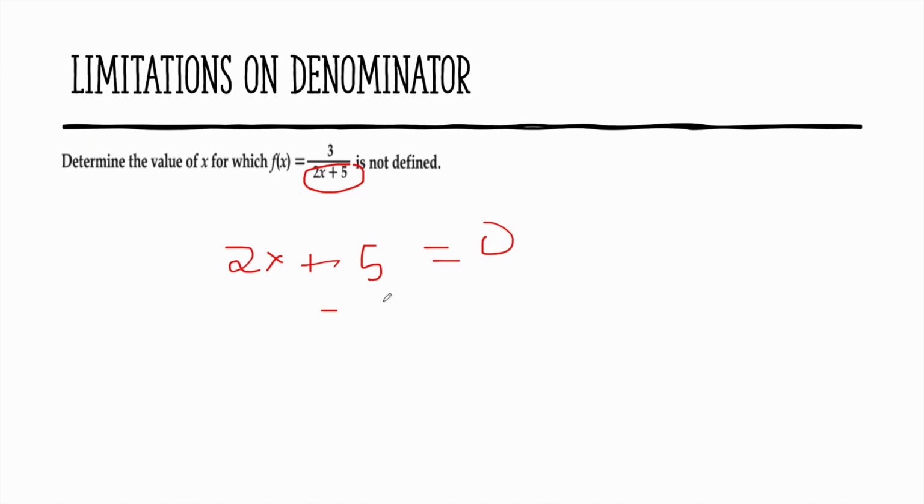So subtract 5 on both sides. We have 2x is equal to negative 5. We divide by 2 on both sides. x is equal to minus 5 over 2. So basically, if you take your expression and you put x here, you will see that your answer will be 0. And if it gives you 0, it means your graph will be undefined. The whole function will be undefined.